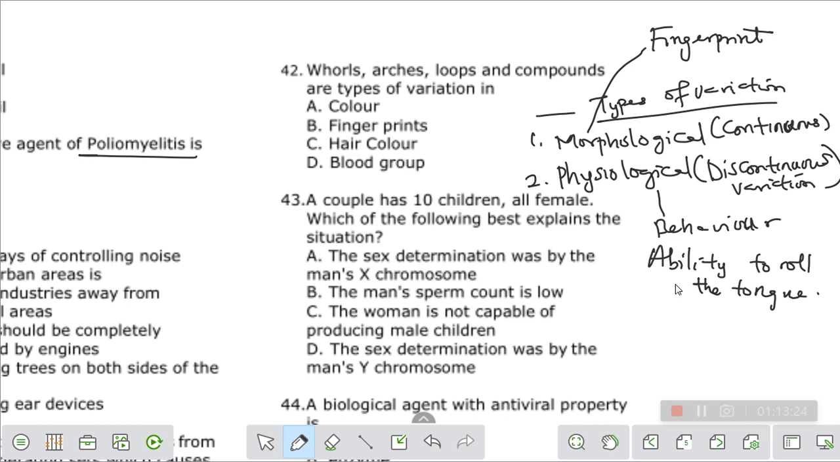When we are talking of blood group, can people who see you now know your blood group? No, they cannot see it. So it's a physiological variation.